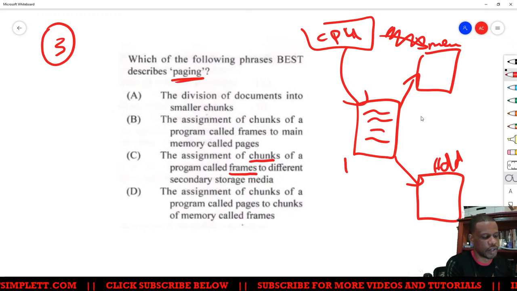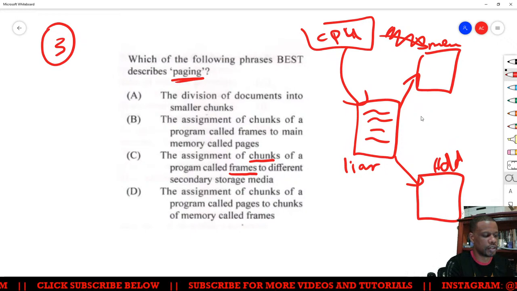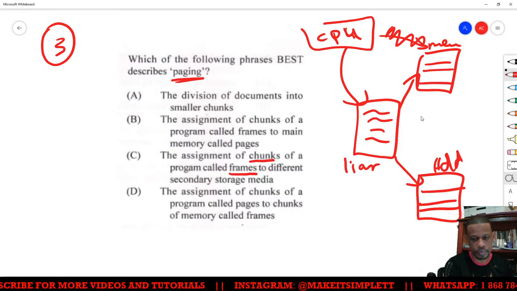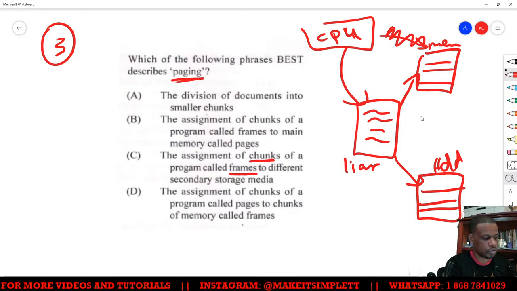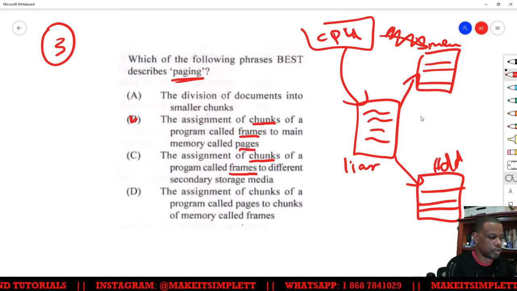So the page file is a liar, and the page file will create a whole set of chunks that will be assigned to different frames. So create frames inside here, and the memory will be broken up into pieces, and it will just keep cycling them through. So the assignment of chunks of a program called frames to main memory called pages. So we will take B here.